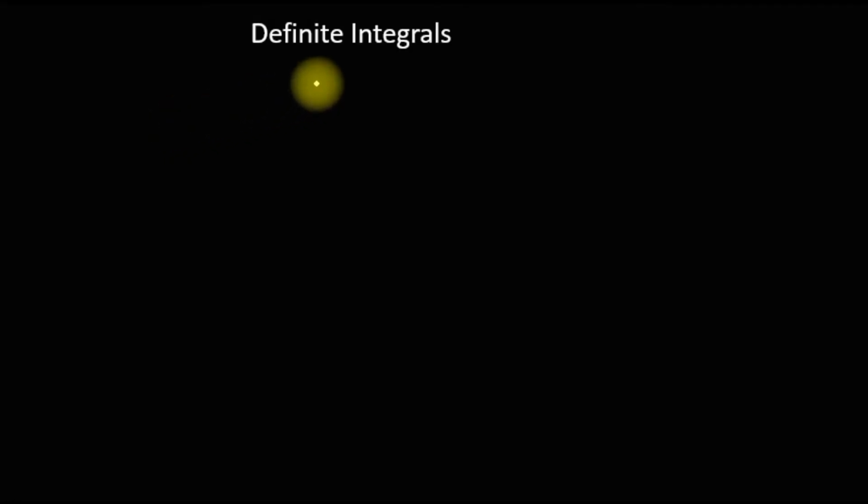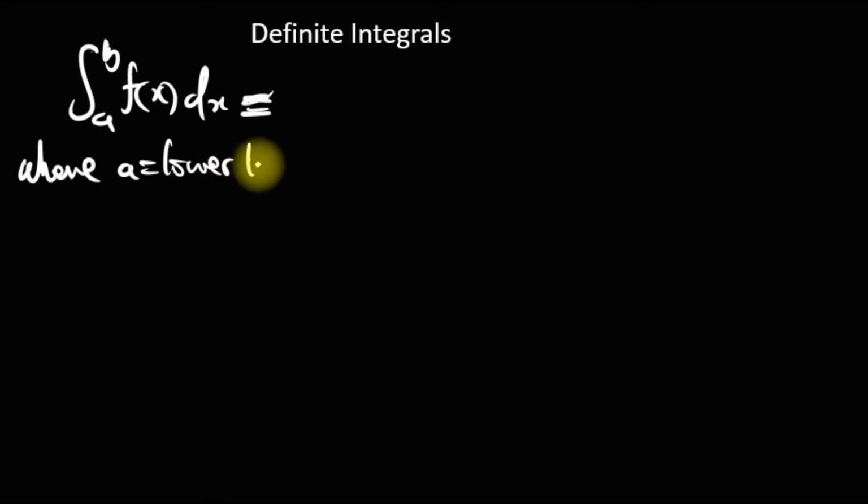Okay, we're on definite integral. Definite integral is just the type of integral that has upper and lower limits. So whenever you see the integral sign with upper and lower limits, that is a definite integral, where a is the lower limit, while b is the upper limit. So any integration that involves upper and lower limits, we call it definite integral.